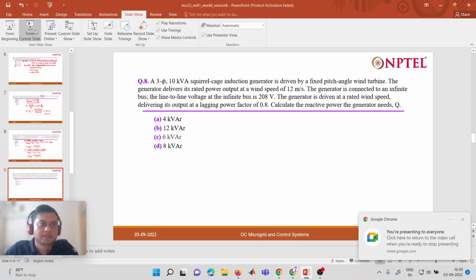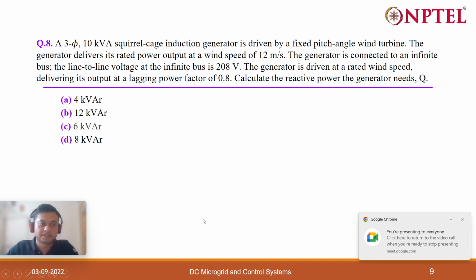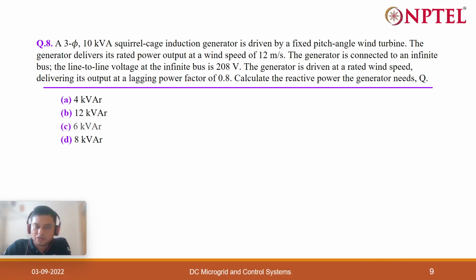So in this question, this is a very simple question. We have been given a lagging power factor of 0.8. So the power factor cos phi is given as 0.8. From here you can find the sin phi: the square root of 1 minus 0.64 comes out to be 0.6.